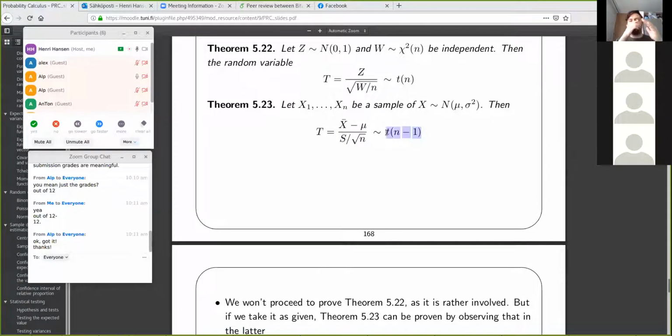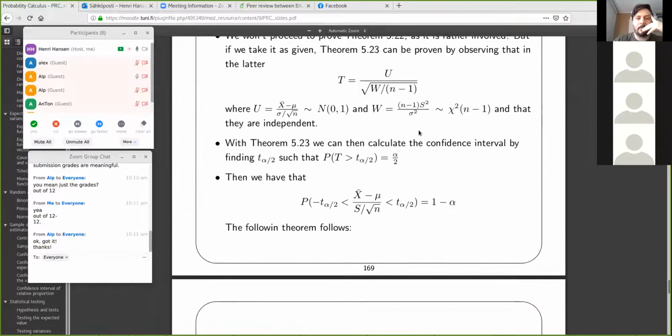It's a bit like the normal distribution. When n grows towards infinity, it approaches the 0-1 normal distribution, but it's wider, and we use this to correct for the fact that we don't know the variance. Our estimate of the variance is a random variable, and that's why it has a bigger uncertainty there.